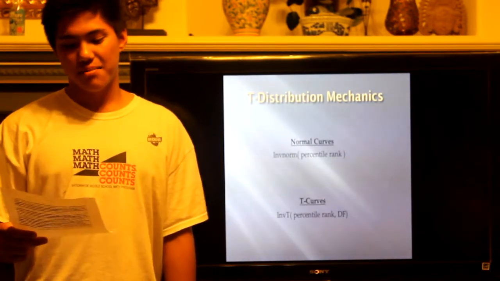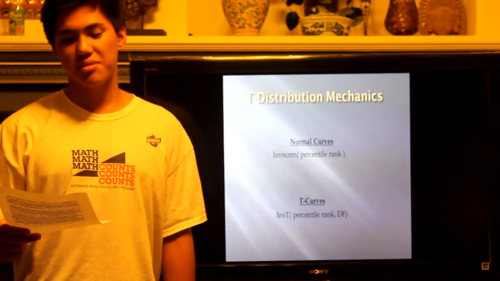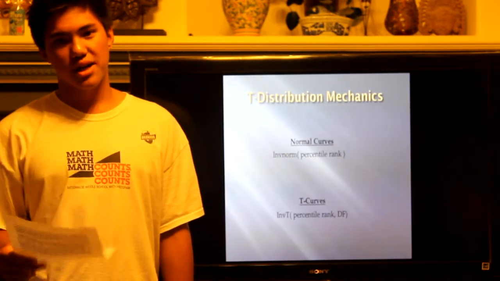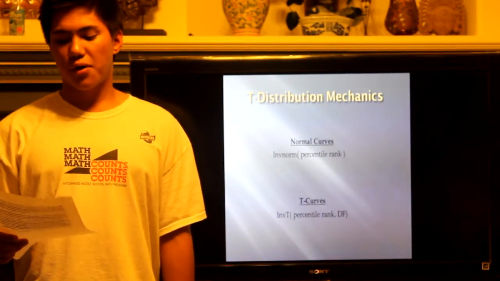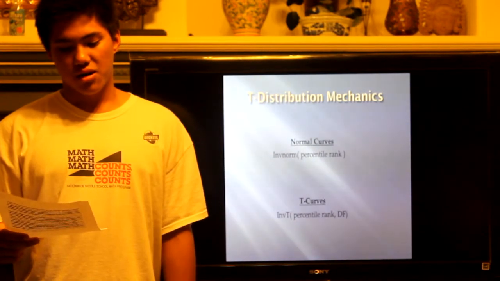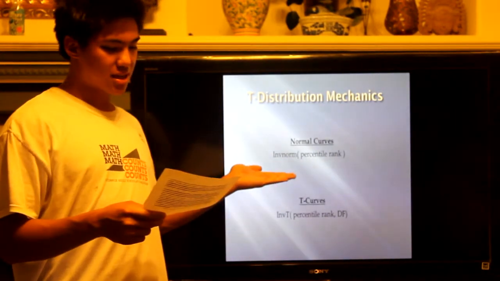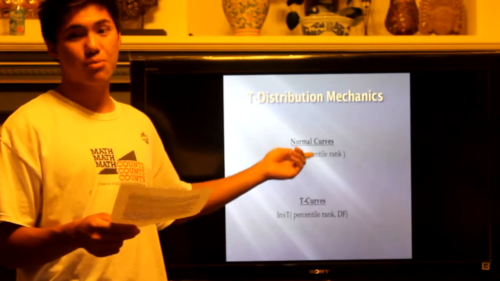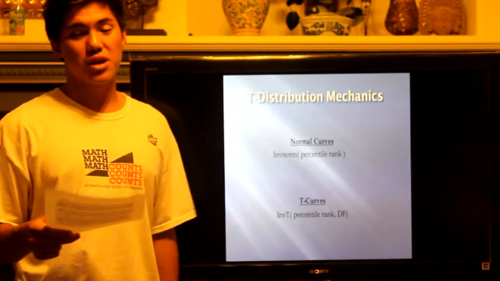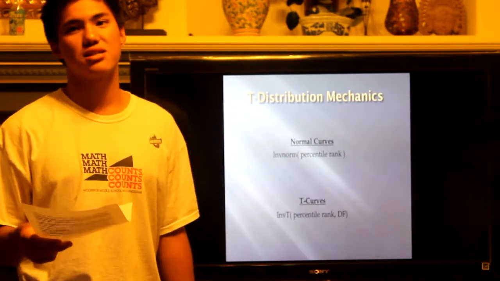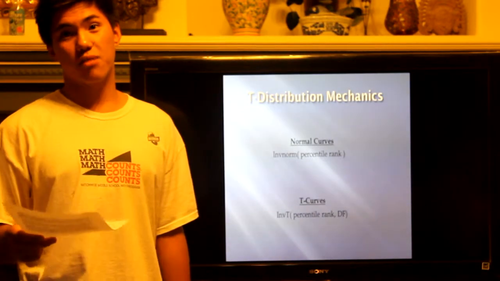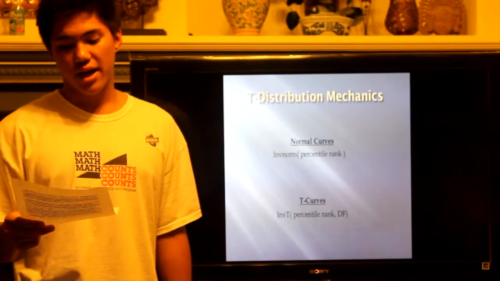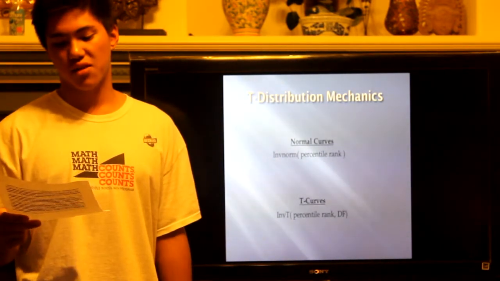T-curve mechanics. The mechanics of T-curves are incredibly similar to those of normal curves. The main deviation between the two is the degrees of freedom. Recall that to obtain critical points from a normal curve, we selected inverse norm on our calculators, then entered the percentile rank for this desired point. For example, when using alpha levels on a hypothesis test, we used 0.995 for 0.01, 0.975 for a 5% alpha level, and 0.95 for 10% alpha level.